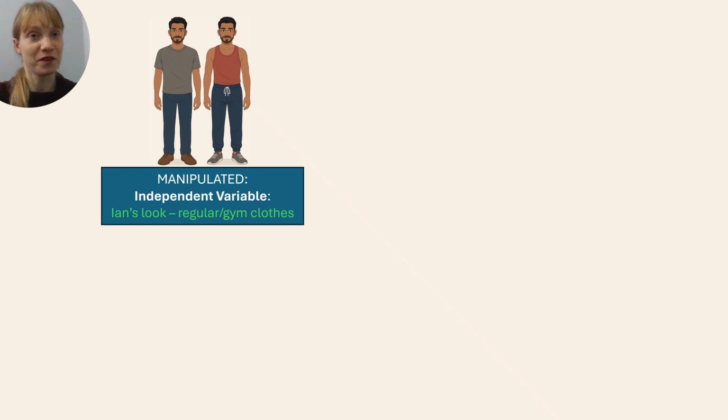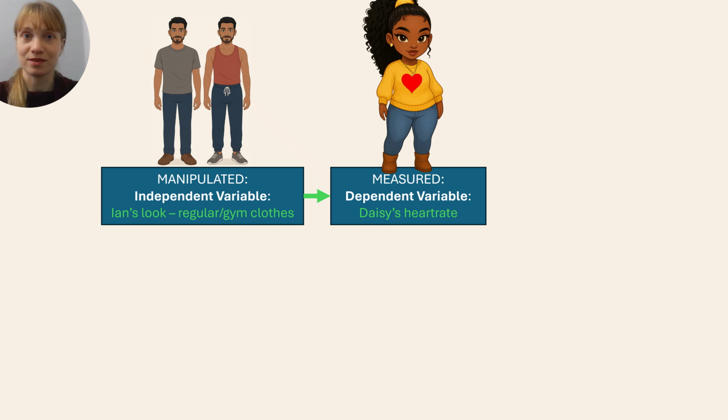Let's bring the different variables to life with a quick story. Here's Ian, our independent variable. In one condition, he's wearing his regular clothes, a t-shirt and trousers. And in the other, he's wearing gym clothes, a tank top and sweatpants. So that's what's being manipulated, Ian's look. Then there's Daisy. She's our dependent variable. We're measuring something about her, specifically her heart rate, to see how it changes depending on Ian's outfit.